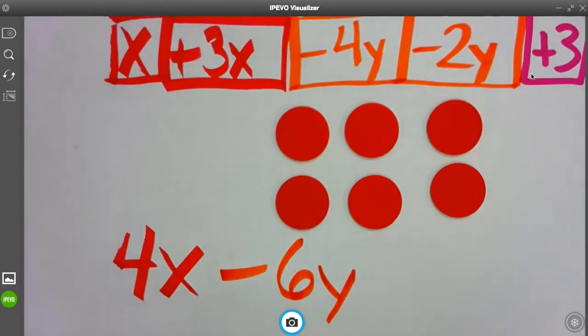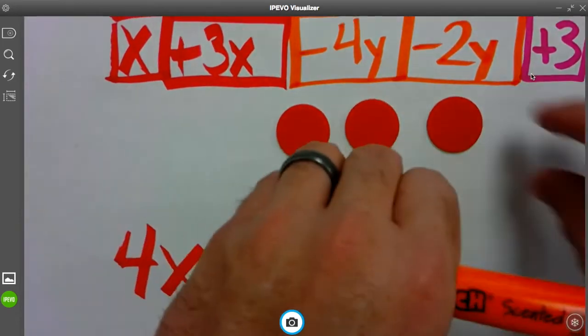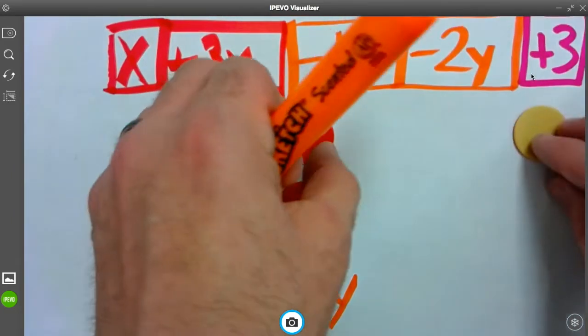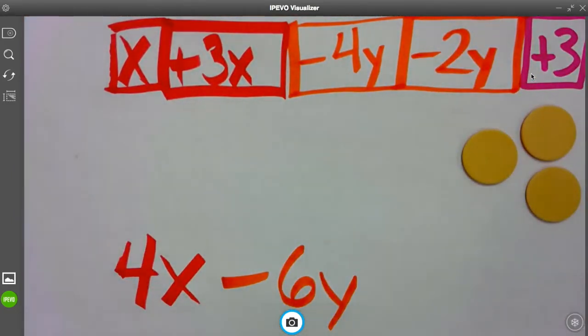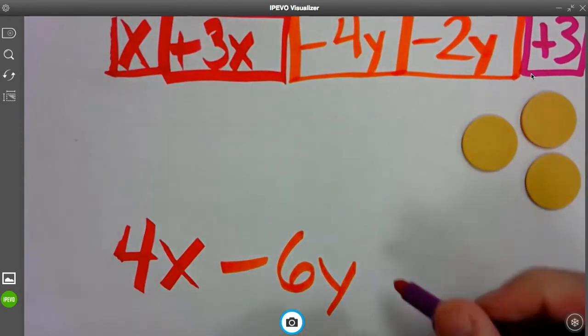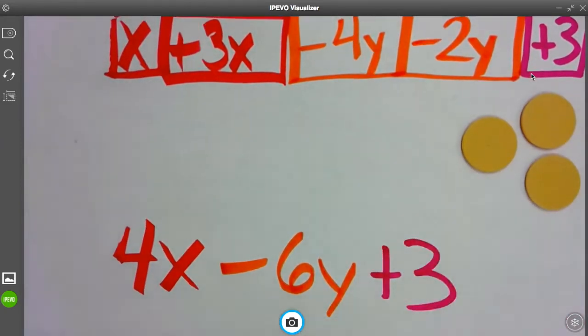6y. And then finally, I have 3 positive constants. Don't add anything to that. So I'm just going to put a plus 3 on that. And so now all I have is 4x minus 6y plus 3. And that would be your final answer.